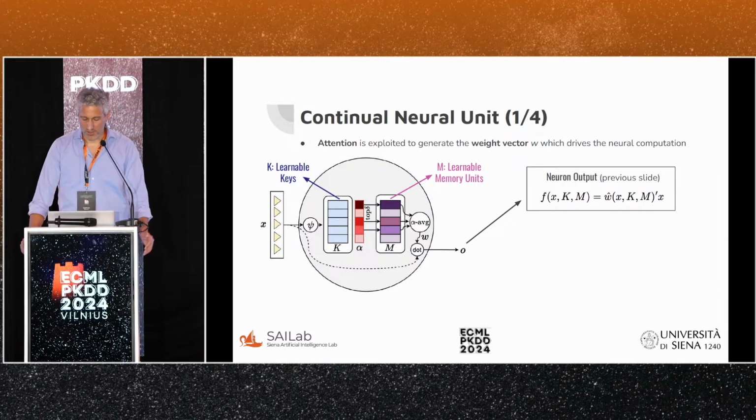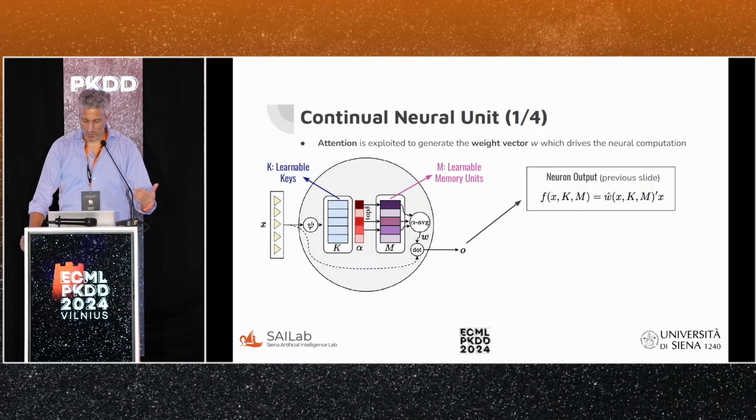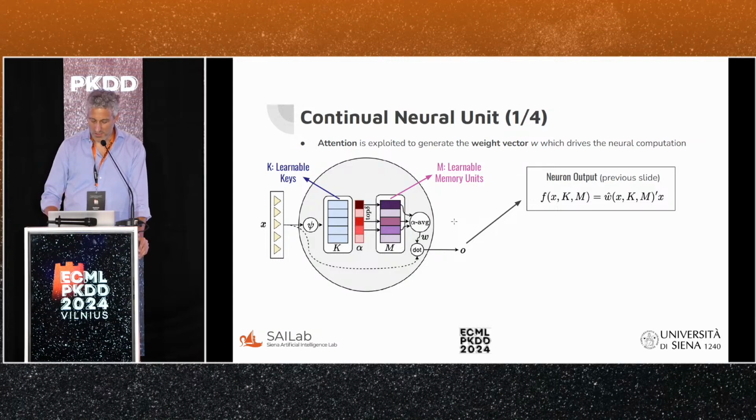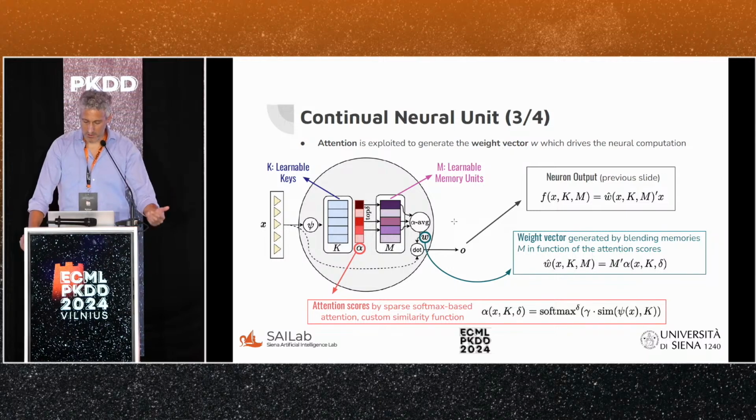This is just a way to visualize what I presented in the previous slide. The output of this neuron, every neuron of the network is expected to be like that, is outputting something coherently with the previously introduced formulas. There are these learnable keys, learnable memory units. You see this matrix M with that many horizontal bars here. Each bar is a weight vector. These alpha over there are attention scores computed by sparse softmax attention, and of course, a customizable similarity function. What you get out of this is a weight vector that is generated by blending the memory units in M, blending a few purple rows in M, to get the final weight vector to use. And so you can compute the output of the neuron.